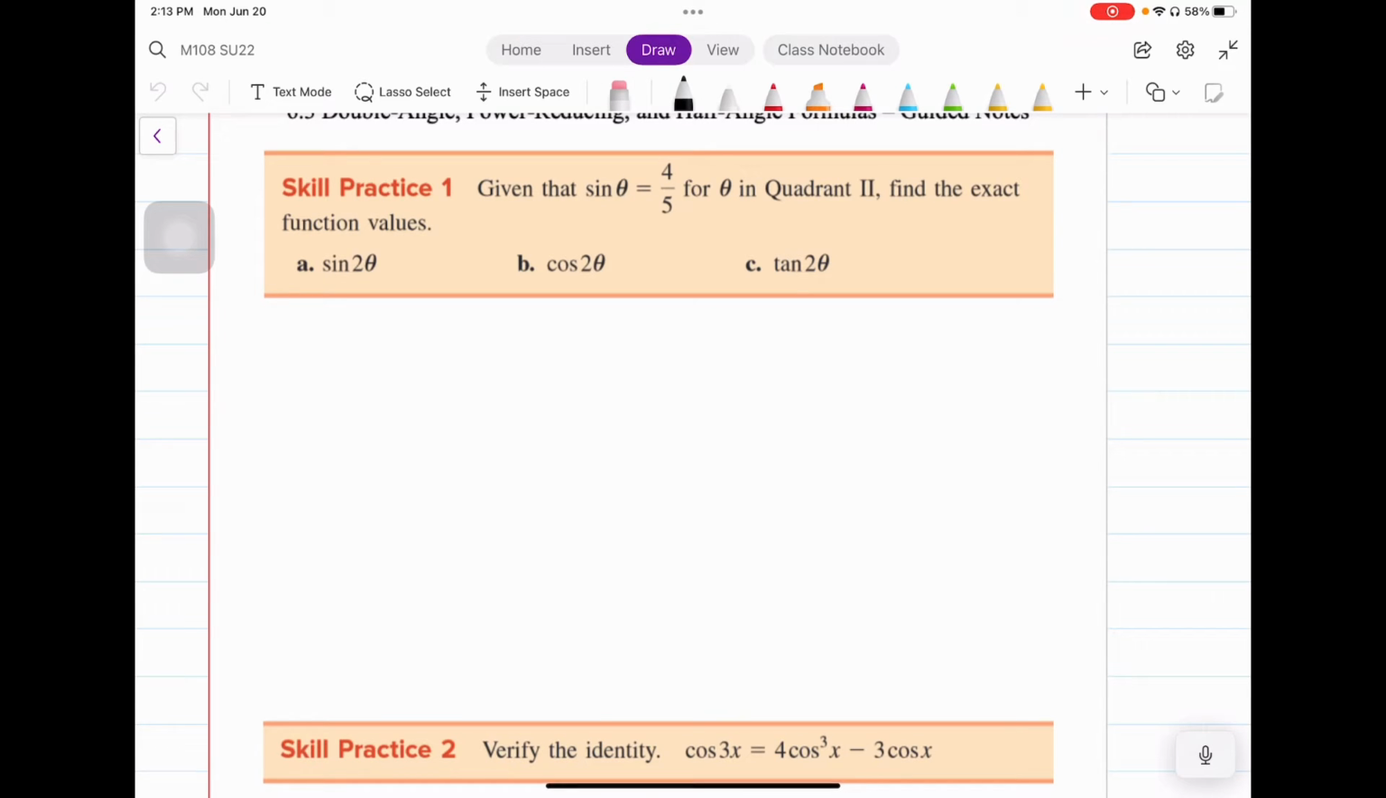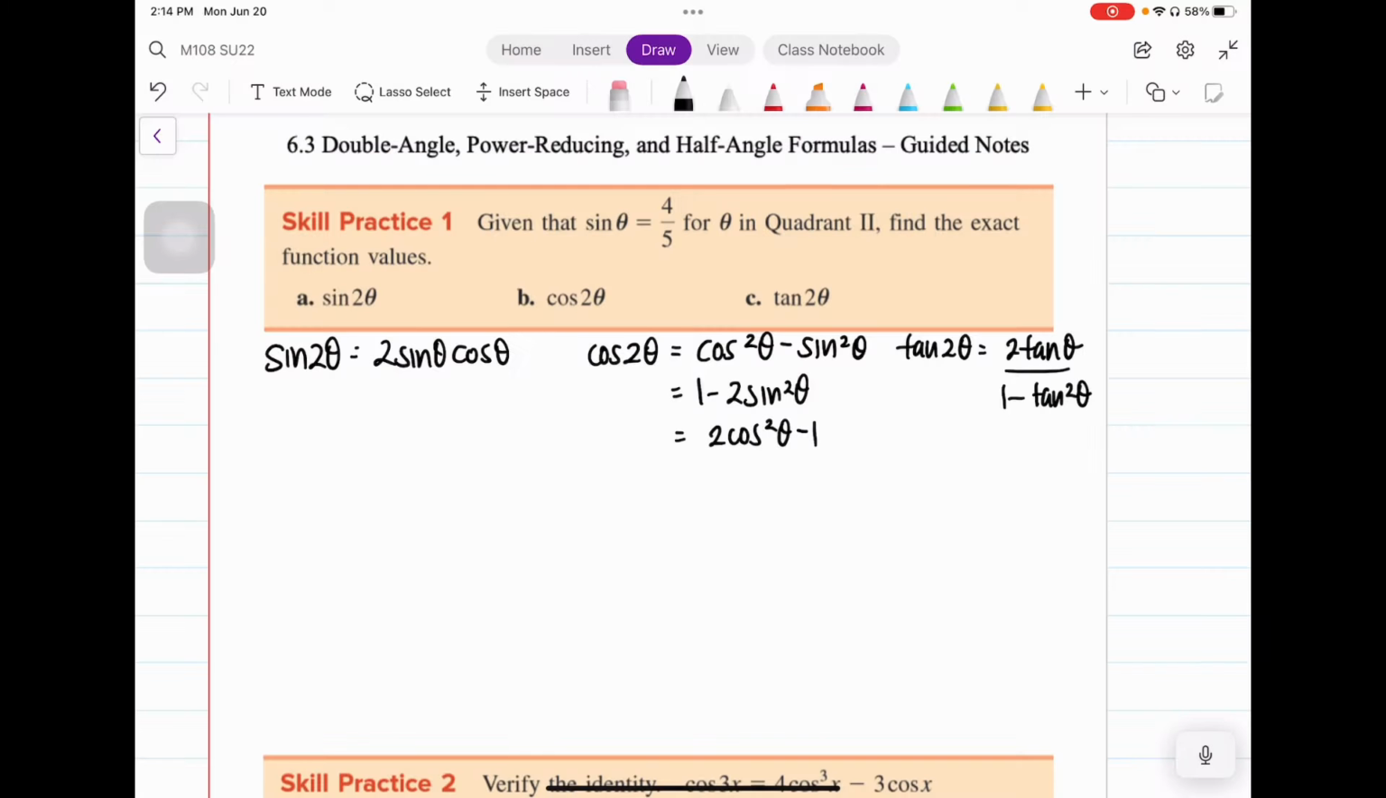Okay, we are into half angles, double angles, and power reducing formulas in this section. The first thing we want to find is double angles. Let's recall the double angle formulas first. All right. Now that we have our formulas written out, remember cosine's got a few variations here.